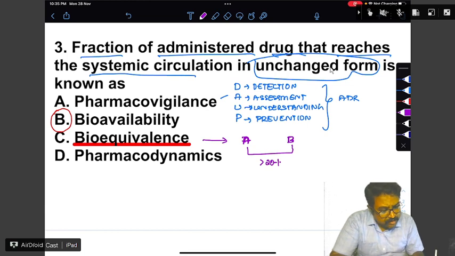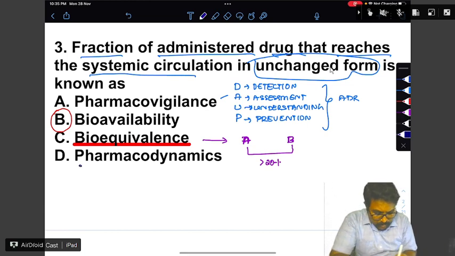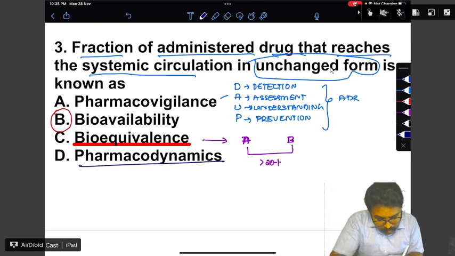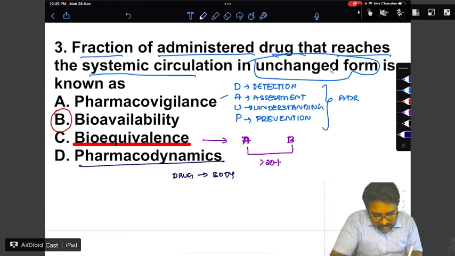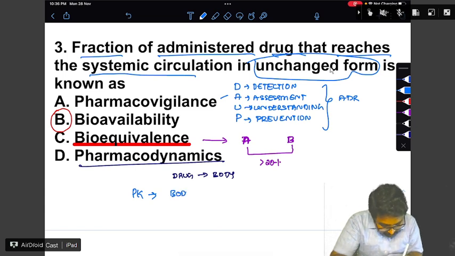So next is pharmacodynamics. Pharmacodynamics tells about what the drug does to the body. So what is the definition of pharmacokinetics then? It is what the body does to the drug.